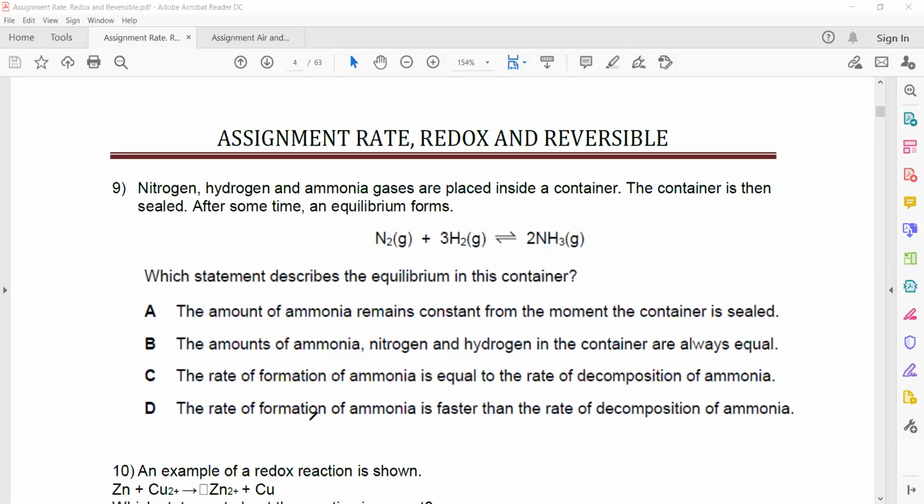The rate of formation of ammonia is faster. If the rate of formation is faster, it means the equilibrium is shifted towards the right hand side, not that it is at equilibrium.